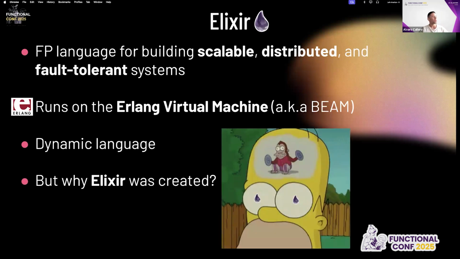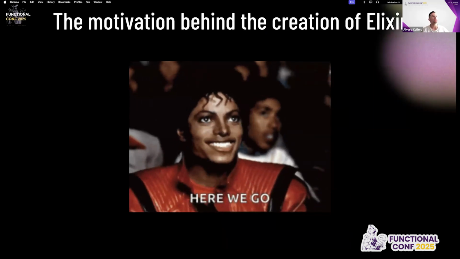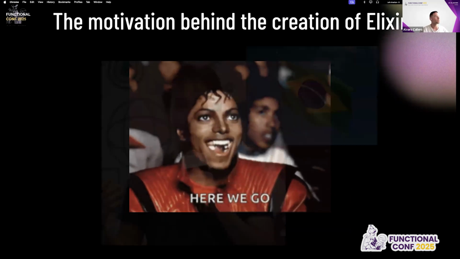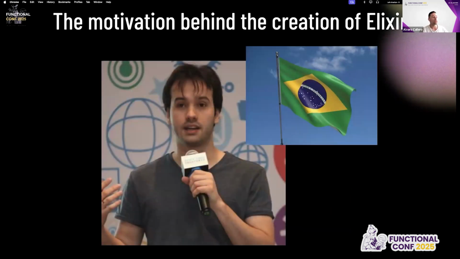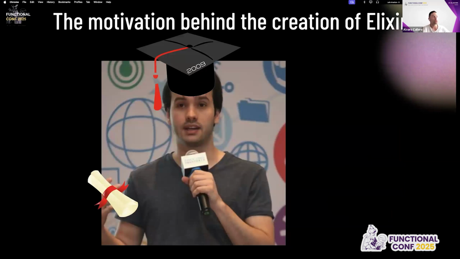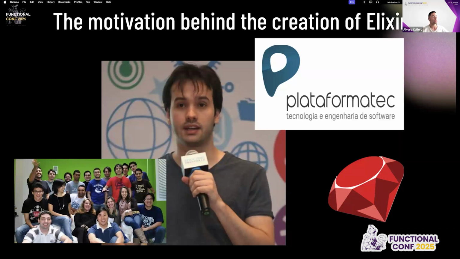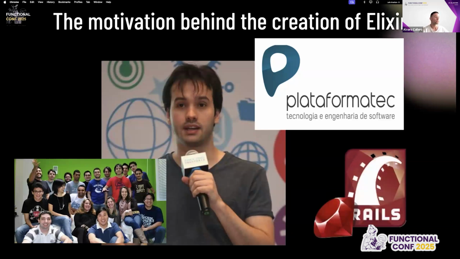But why was Elixir created? Well, let's see the motivation behind the creation of Elixir. Here we go. Jose Valim is a guy from Brazil who has shown interest in programming and technology from a very early age. He experimented with different programming languages, but the language he really got very good at was Ruby. He graduated from the university in 2009, and after a year, Jose co-founded Plataforma Tech, a Ruby-focused software development agency.